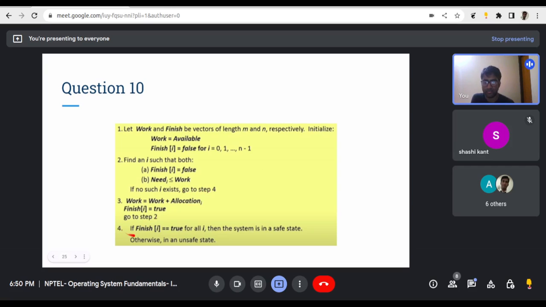In step 4 we will simply see if all the finishes are equal to true for all the processes. Otherwise, if there exists at least one process for which finish of i equals false, then the system is not in a safe state. So make use of this algorithm and please solve the question.